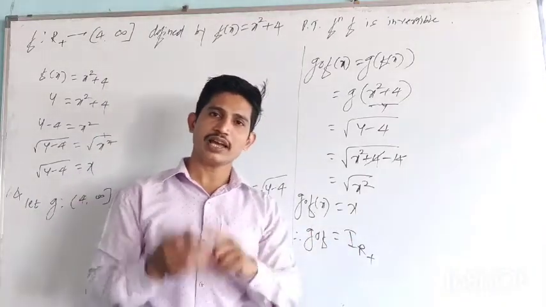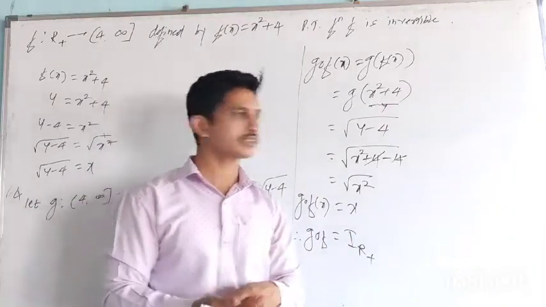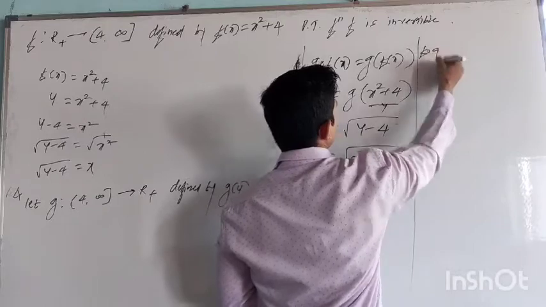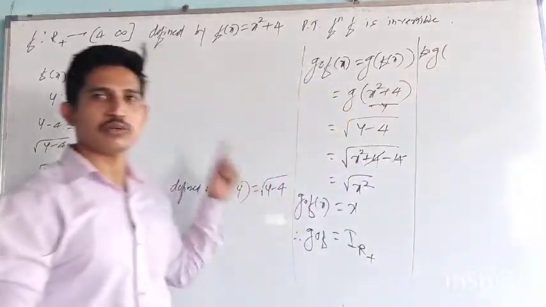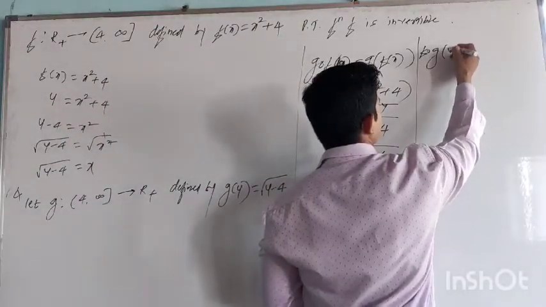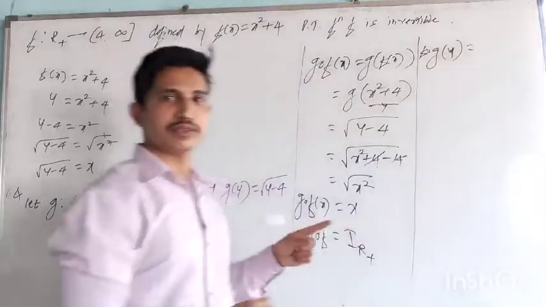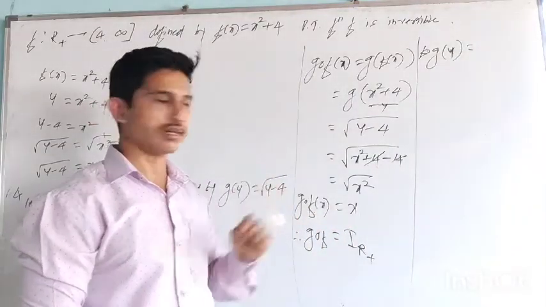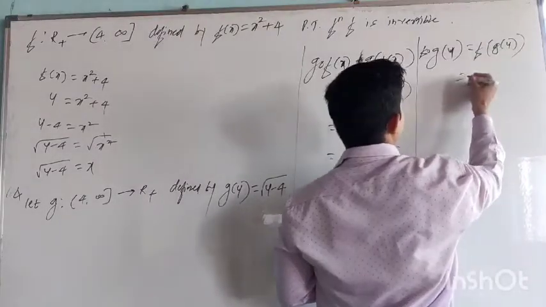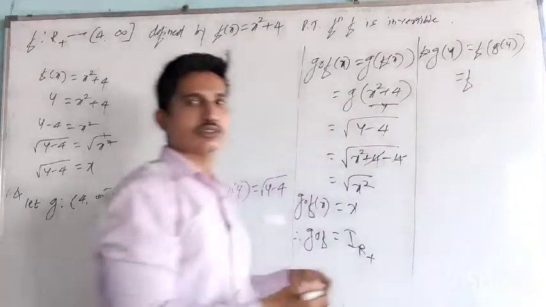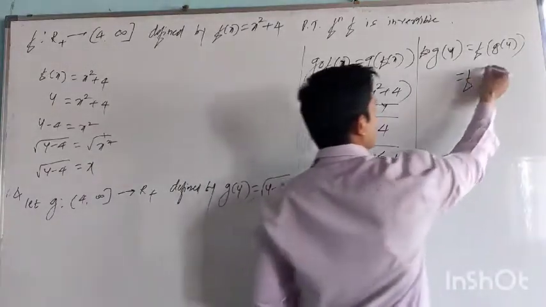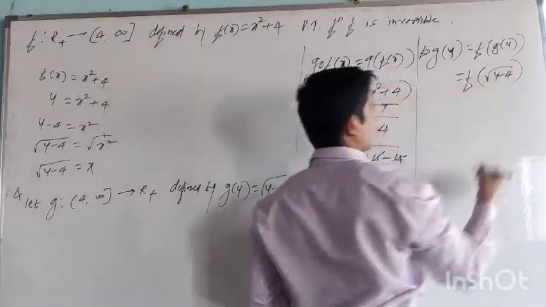Now let's prove that f composition g is also an identity function. Okay, f composition g. For g there is a y variable, so write the y variable here. Now if y is there, the answer must come y. Therefore f of g of y in brackets. What is g of y? Root of y minus 4. So g of y is root of y minus 4.